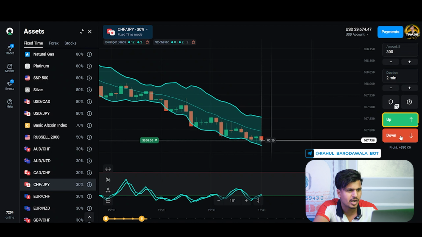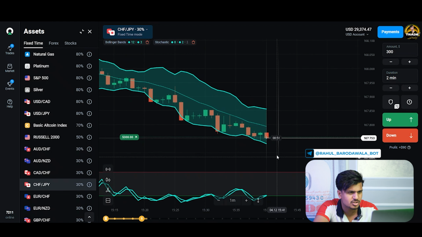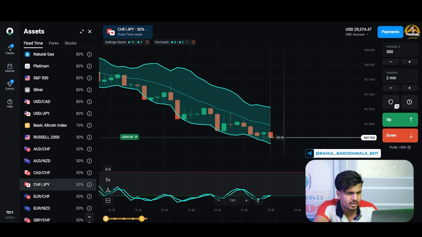Immediately I found a good entry point and made a 2-minute trade on the upside. And let's move on to the analysis of this trade. We have two indicators that give a clear signal to enter the deal. The first signal is from the Bollinger Band indicator, where we see that the price has touched the lower line of the indicator and begun to react from it, which is a powerful signal.